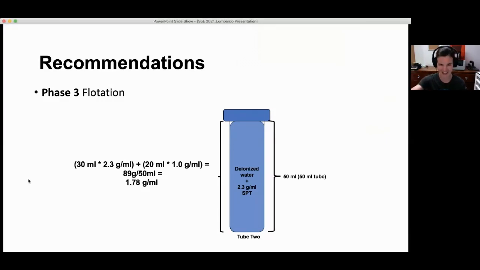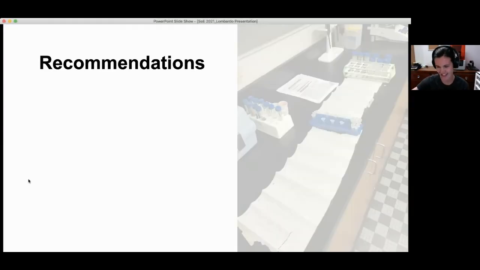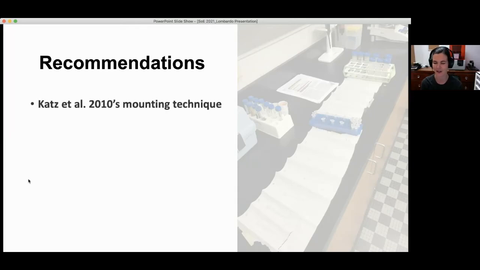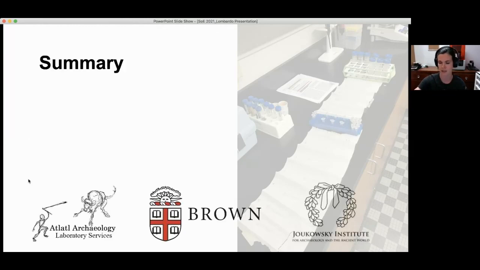Now you can go to the next slide, please. Our recommendations include following the protocol from Katz et al., where they use 2.4 grams per milliliter of SPT. You can click again, please, and take your time. You can divide these two tubes and dilute them further rather than keeping them in one tube.